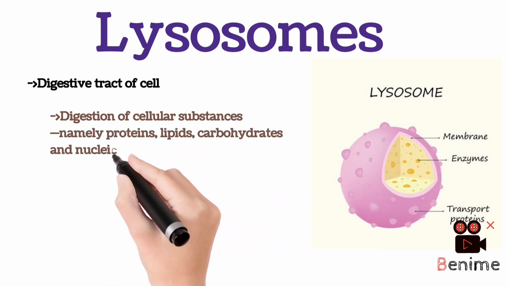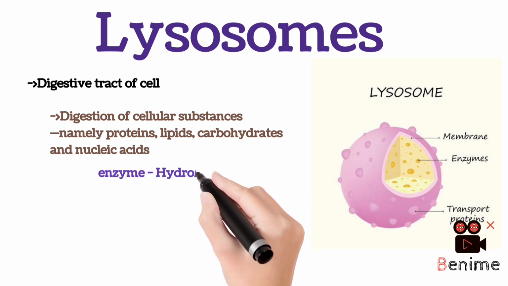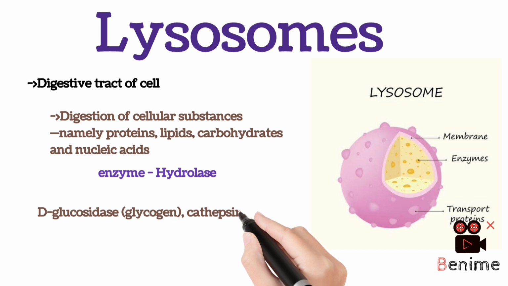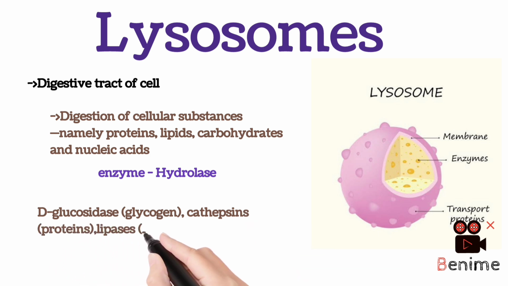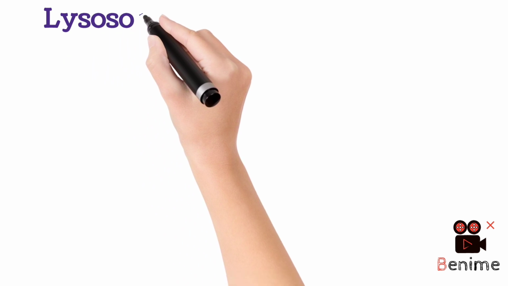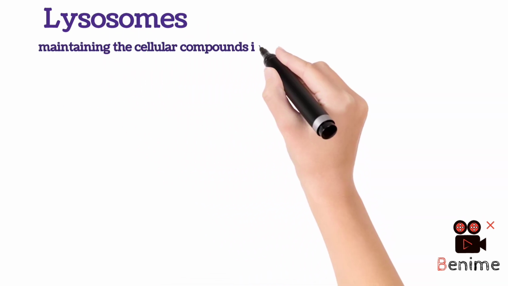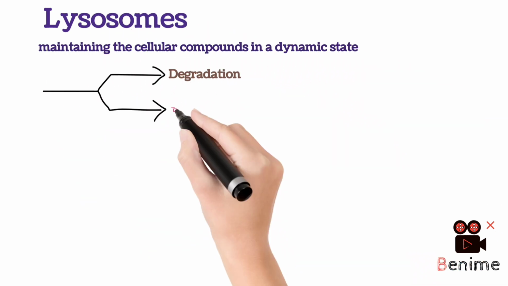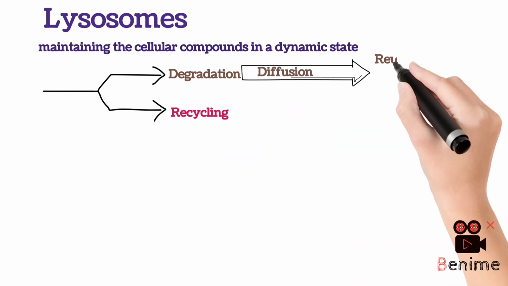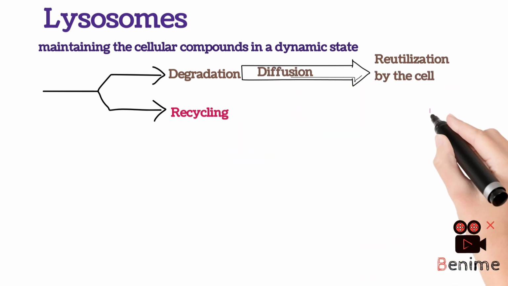Lysosomal enzymes are categorized as hydrolases. These include the enzymes (with substrate in brackets): glycosidases (glycogen), cathepsins (proteins), lipases (lipids), ribonucleases (RNA). The lysosomal enzymes are responsible for maintaining the cellular compounds in a dynamic state by their degradation and recycling. The degraded products leave the lysosomes, usually by diffusion, for reutilization by the cell.